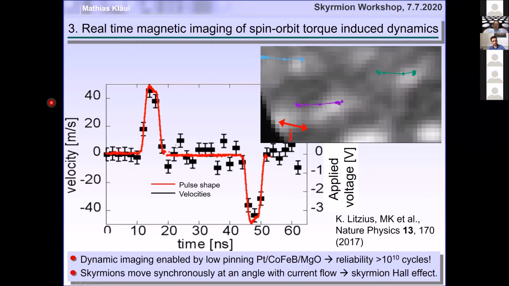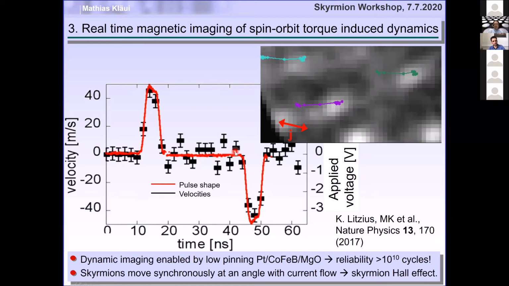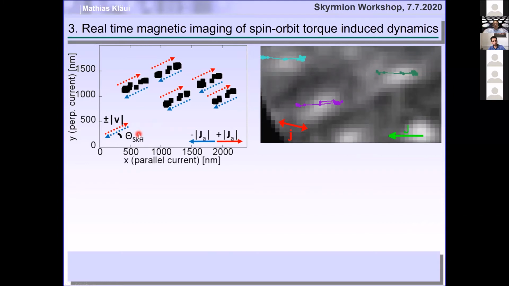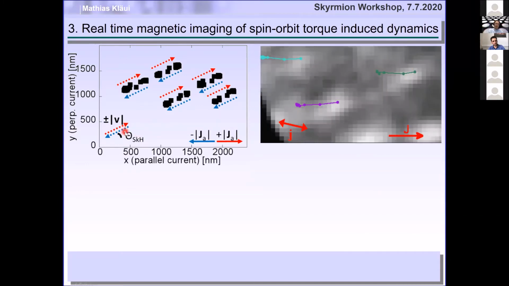While they actually react to the current instantaneously, so there's very little delay, very little inertia here. The motion direction is along a so-called skyrmion Hall angle. And now the skyrmion Hall angle, this was predicted already a long time ago, and was predicted to depend on the size of the skyrmion and on its spin structure.